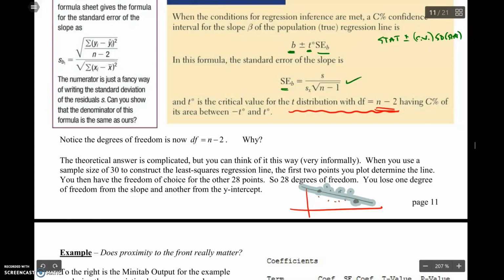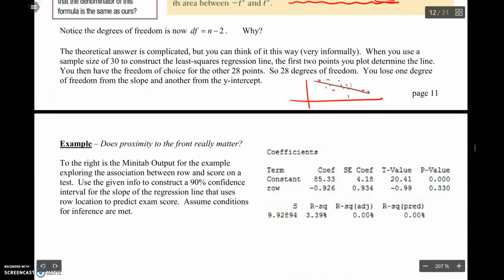More accurate, I don't know. Any explanation I give you is going to be kind of wishy-washy anyway, but basically you have a line determined. You got 28 points of freedom that you can choose, and then those last two need to be determined, one to lock in the y-intercept and one to lock in the slope. Whatever. Long story short, you don't need to know why that is, but whenever you're estimating the slope and the y-intercept, you lose 2 degrees of freedom, okay?